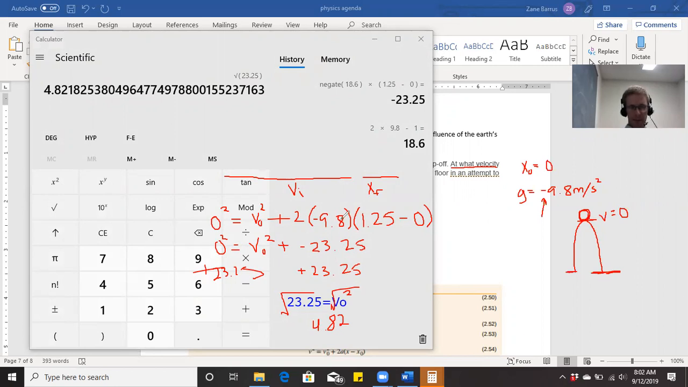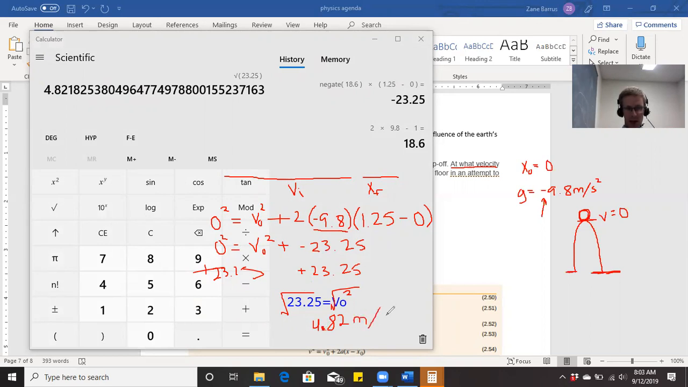Actually, now let's talk sig figs for a second, because at the beginning of the problem up here where we were timesing 2 by negative 9.8 by 1.25, our least precise measurement had only 2 sig figs in it. Okay, so our answer should probably only have 2 figs in it. So 4.82 would be my answer, and that's meters per second.